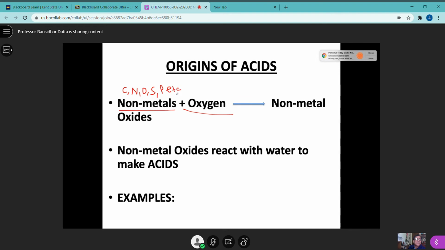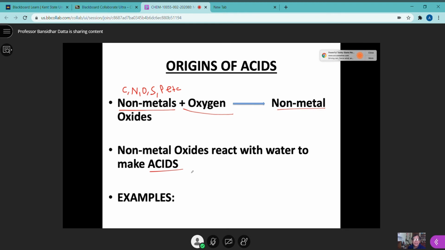There are many of them there. So non-metals bind to oxygen and make non-metal oxides. And you saw that, right? I'll show you more. Non-metal oxides, when they react with water, make acids. So what's the origin of acids? The origin of acids is the non-metals. Non-metals react with oxygen and make non-metal oxides.